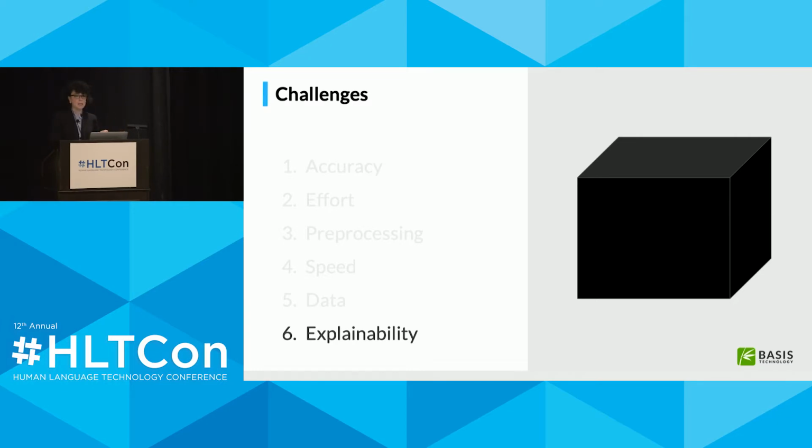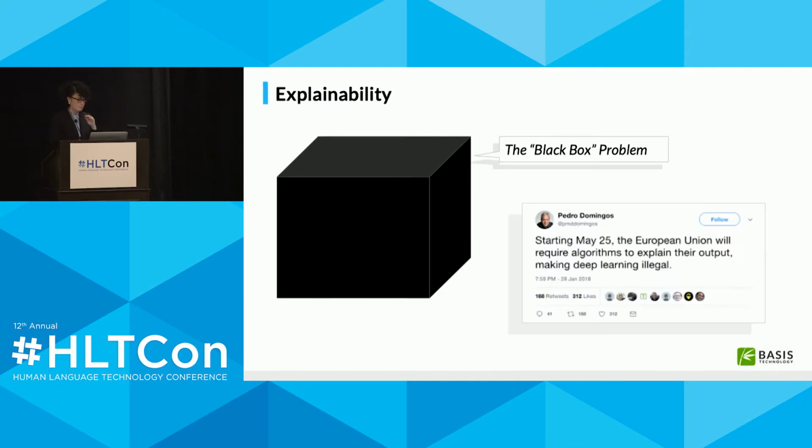The last thing I want to touch on is this idea of explainability. And I imagine that we've all heard this discussion of the black box problem. And here I have a tweet from Pedro Domingos, who writes, starting May 25th, this is from January of this year, the European Union will require algorithms to explain their output, making deep learning illegal. So this is a little doom and gloom, I would hazard. But it raises some really interesting questions.